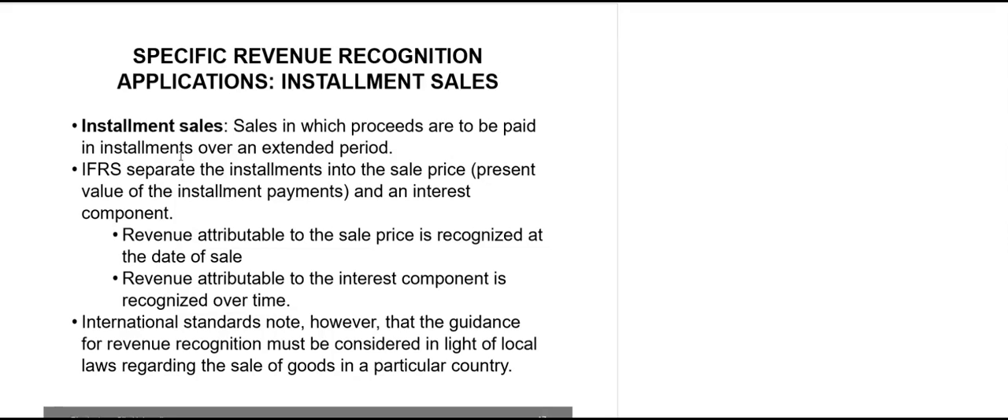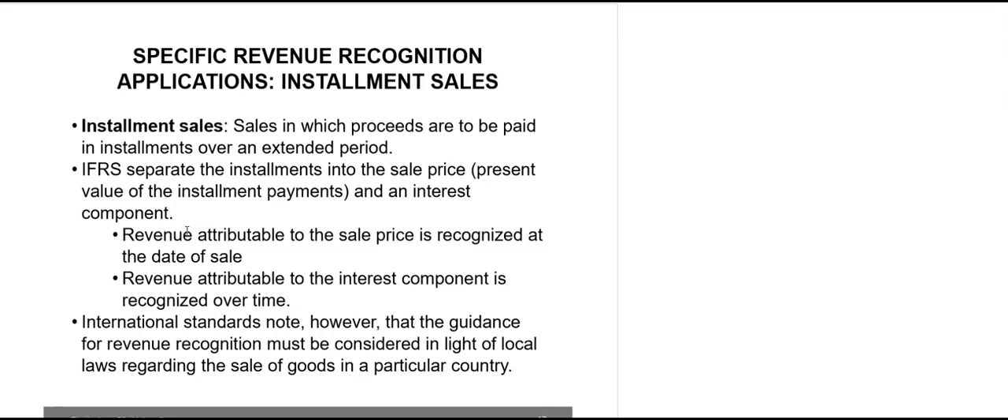For installment sales, IFRS separates the installments into the sales price, which is the discounted present value of the installment payments, and an interest component. Revenue attributable to the sales price is recognized at the date of the sale, and revenue attributable to the interest component is recognized over time.